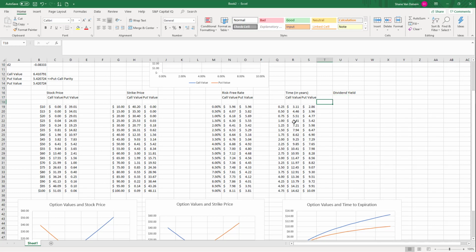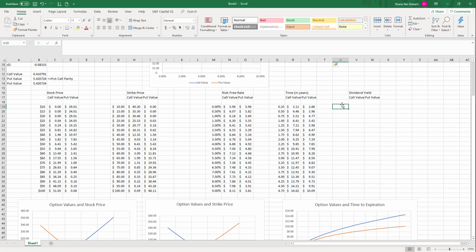And again, my setup is just the same. I will have my call value and the put value. Let me move this over. There we go.